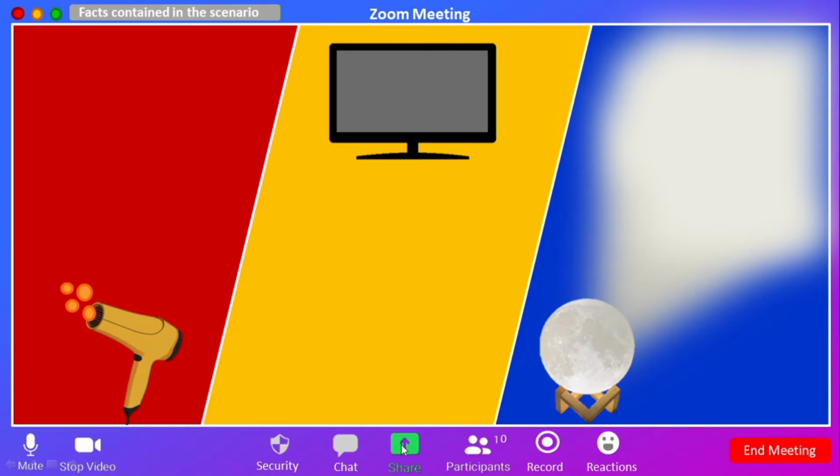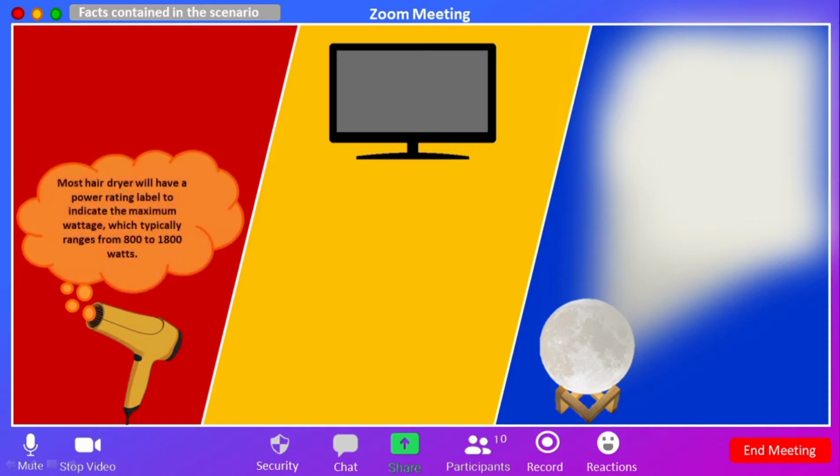After we identify the problem, let's list the facts found in the scenario. We find out that they use electrical appliances such as hairdryer, television and nightlight. So, let's learn a little information about the electrical appliances.